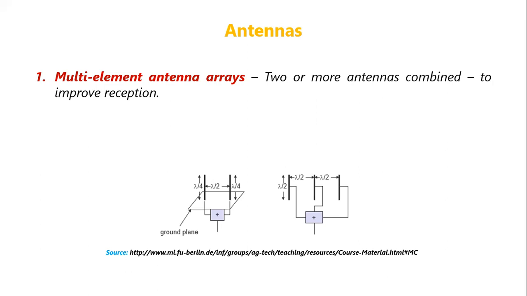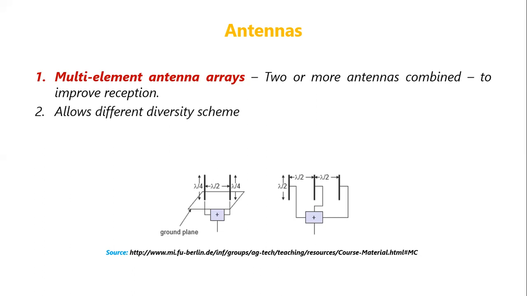So if you keep more than one antenna, signals from different directions can be received, and finally they can be added up and useful information can be collected. So that is what this multi-element antenna array does. Two or more antennas are combined to improve the reception. These antennas also support some diversity schemes.